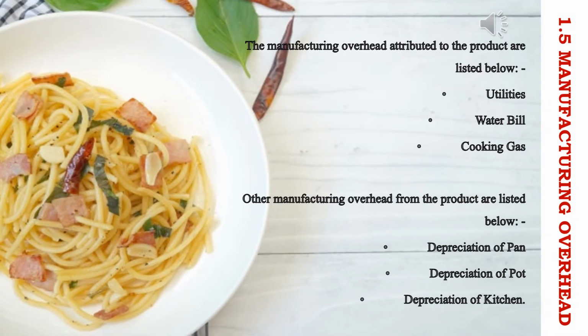The manufacturing overhead is the cost that cannot be easily traced to the product, including indirect materials and labor. The manufacturing overhead attributed to the product are listed below: utilities, water bill, and cooking gas. Other manufacturing overhead from the product are depreciation of pan, depreciation of pot, and depreciation of kitchen.